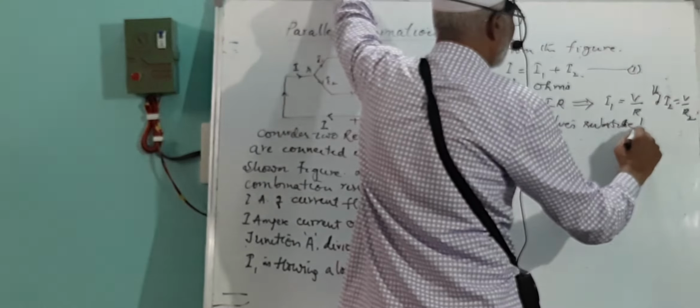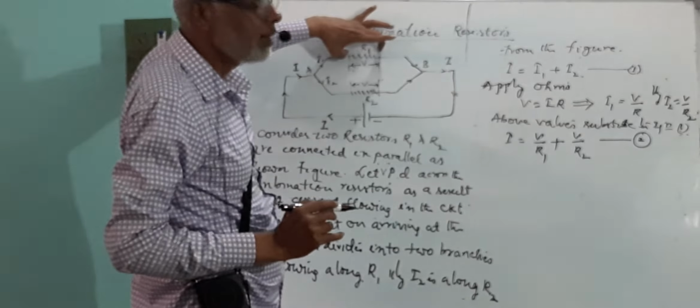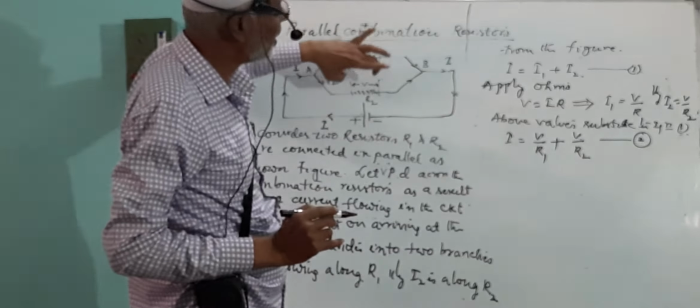Now I want to remove these two resistors. In place of these two resistors, I would like to connect a single resistor so that I can draw the same amount of current as that of the combination of resistors. In the presence of two resistors, say we are drawing 1 ampere of current from this battery. Now you remove these two resistors and connect a single resistor, so that if you are able to draw the same 1 ampere of current from this cell, then we are saying that this resistor is the equivalent resistor in parallel combination.